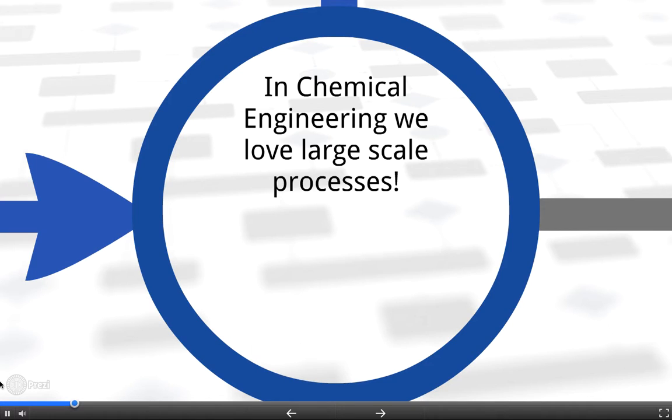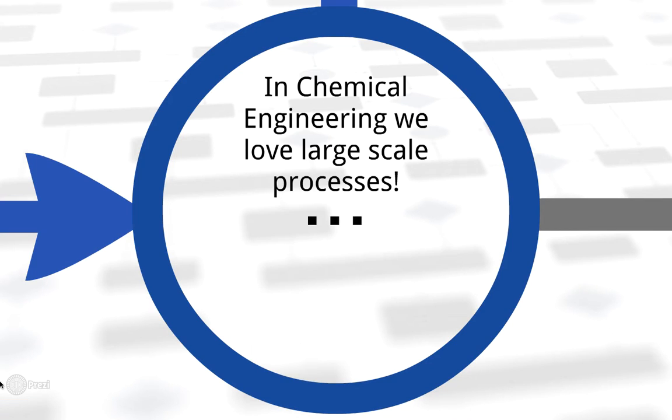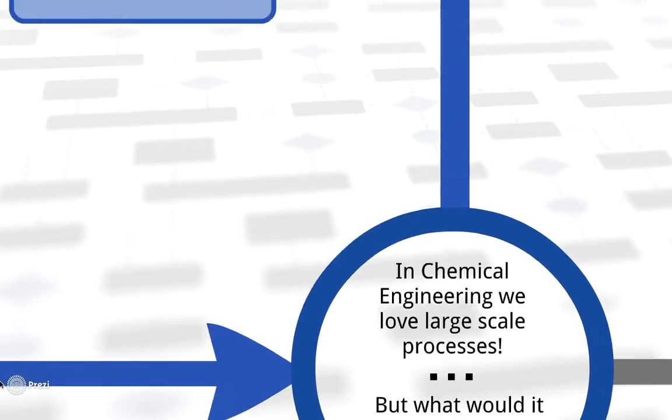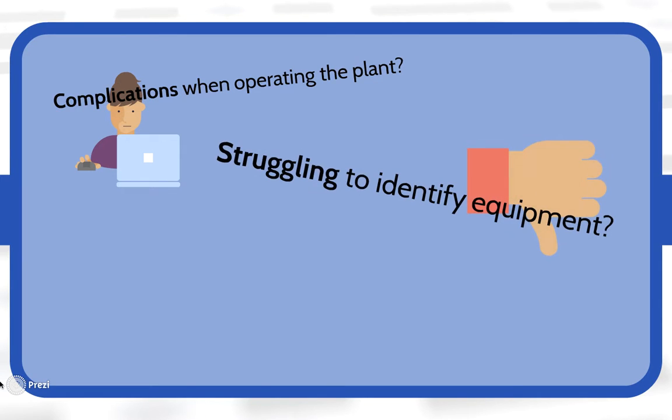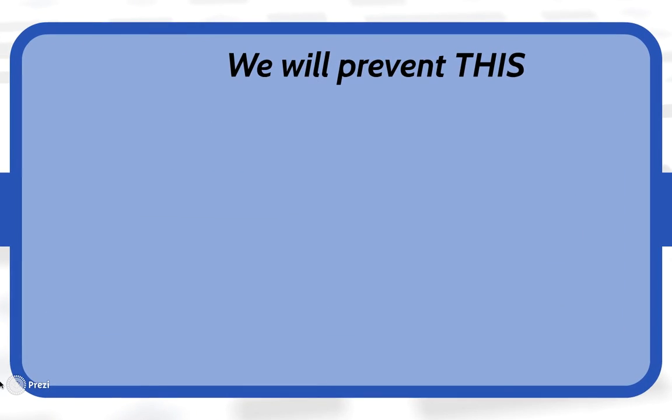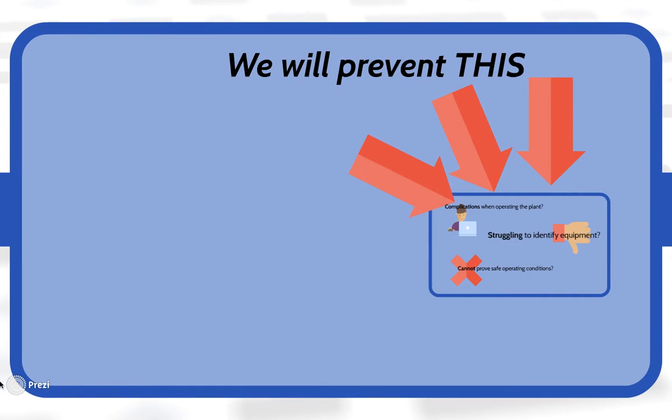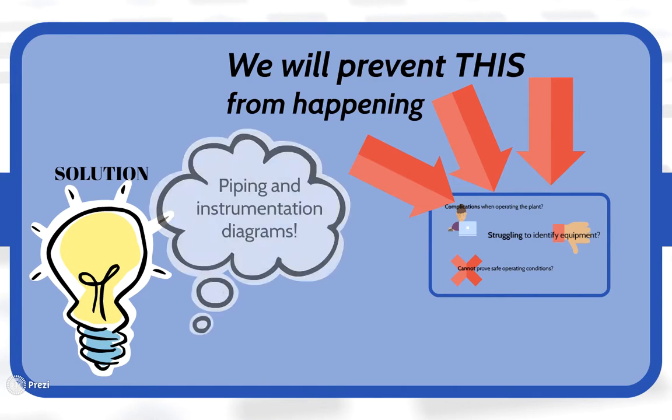In chemical engineering, we love large scale processes, but what would it be without hidden heroes? Are you having complications when operating the plant? Or perhaps struggling to identify equipment? Maybe you cannot prove safe operating conditions. The hidden heroes prevent this from happening. The solution is piping and instrumentation diagrams.